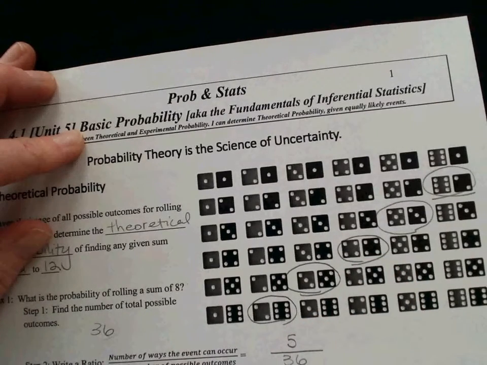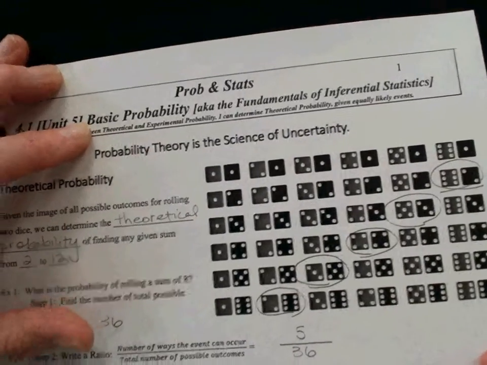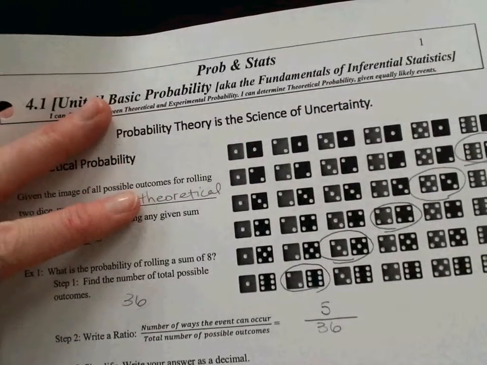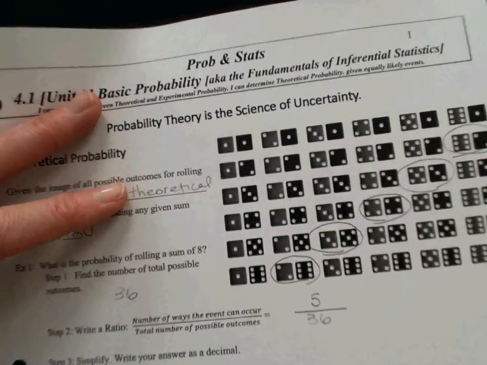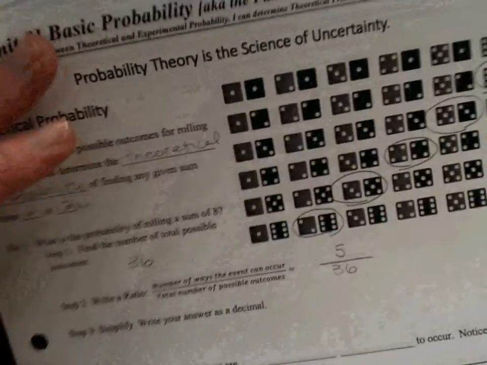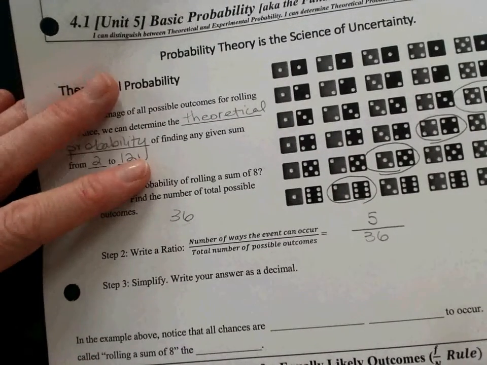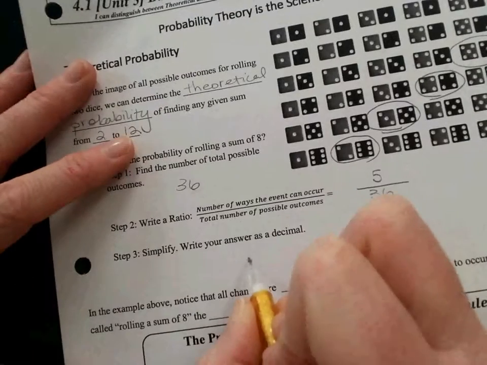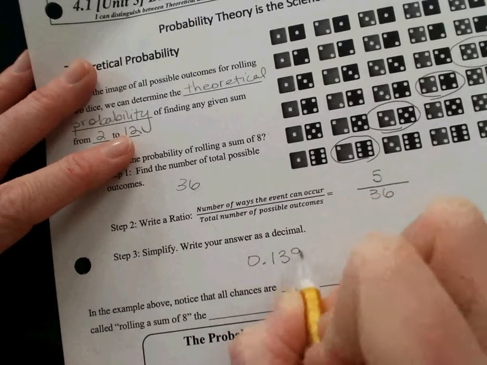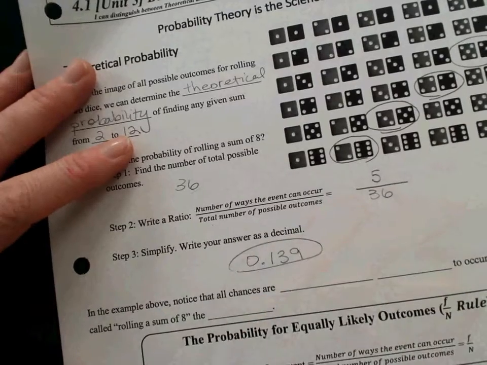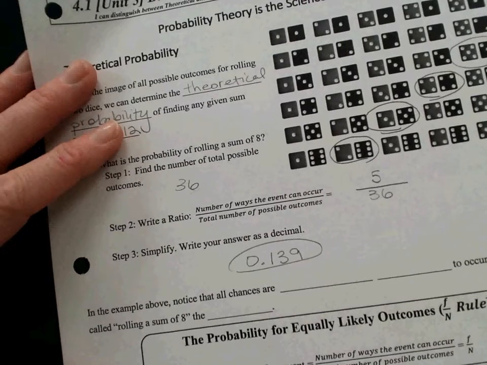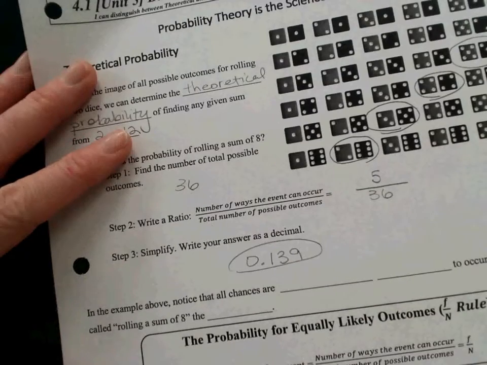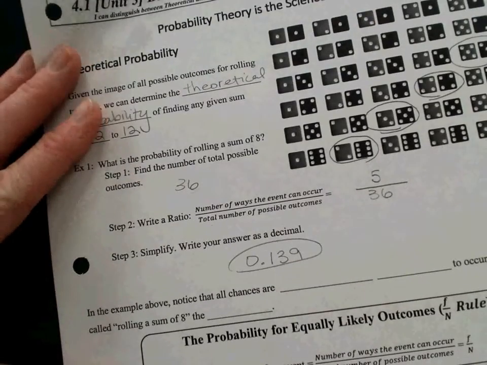Step 3 says simplify, so we can write our answer. We could write it as a simplified fraction or as a decimal. So go ahead and calculate 5/36 as a decimal. We know we just divide the numerator by the denominator. What do we get? 0.13 repeated. So we'll go with 0.139. Technically, we should write probabilities as a reduced fraction or as a decimal. So we'll stick with that, 0.139.